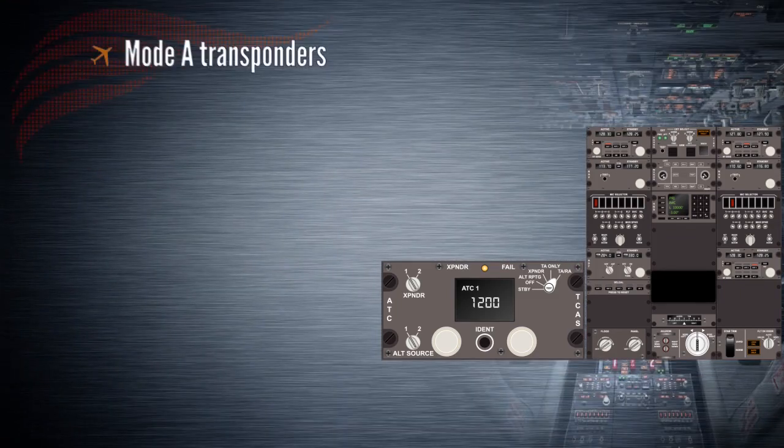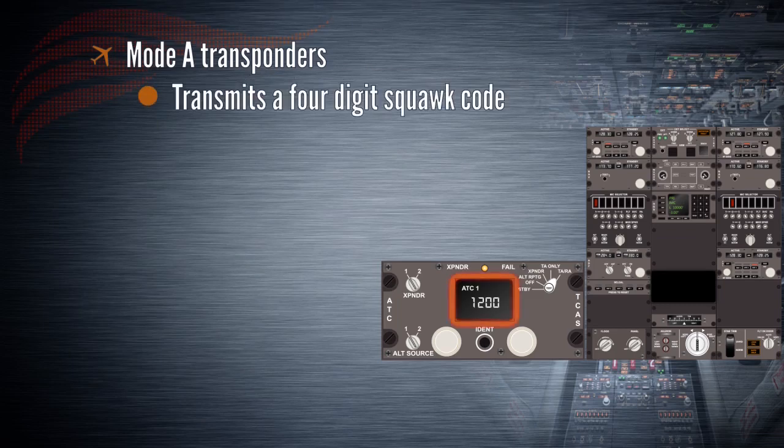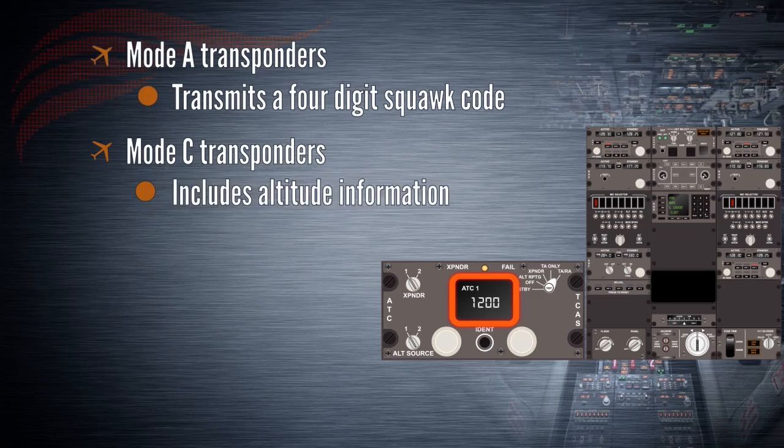When Mode A transponders are interrogated by ATC ground radar or TCAS, they transmit a 4-digit squawk code. This squawk code is used by ATC to identify the aircraft. Mode C transponders also transmit a 4-digit squawk code when interrogated, but also include altitude information. This altitude information is available to both ATC and to TCAS in other aircraft.